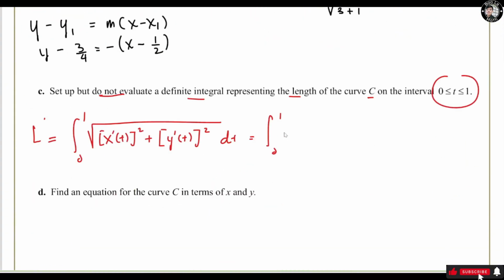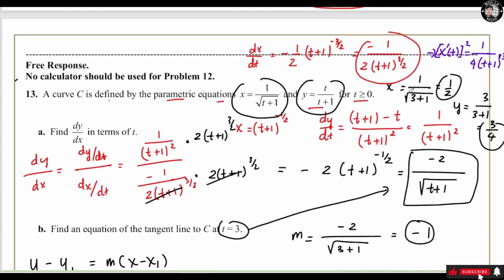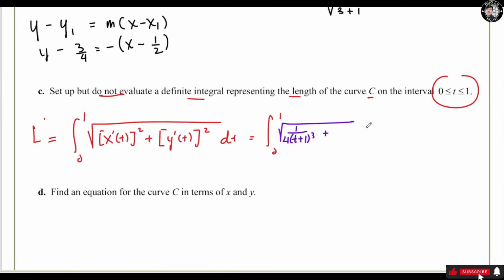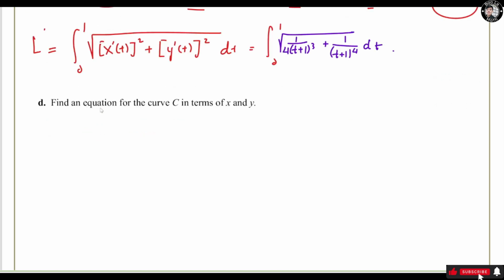So we're going to put it right here: the square root of 1 over 4 times (t plus 1) cubed, plus y prime of t, we got it right here. This one squared, so it could be 1 over (t plus 1) to the power 4 dt, right? Now question D, find an equation for the curve C in terms of x and y, right?